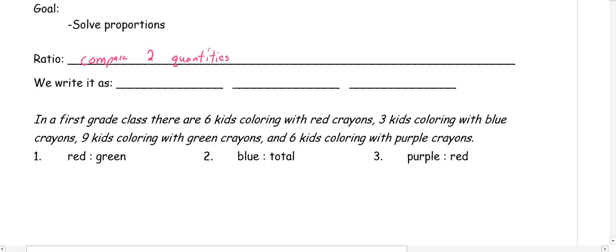A ratio might compare right answers to total points, or it might compare girls to boys. And there's three ways that we can write ratios. We can write it as A colon B, A to B, or the most common way and most useful way, as a fraction. Remember that when we write ratios, they always need to be in reduced form.